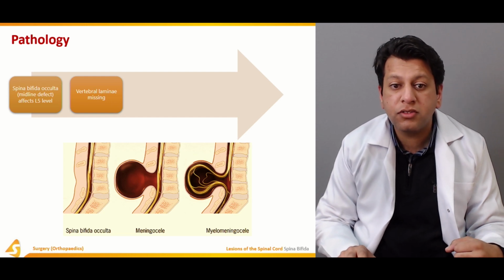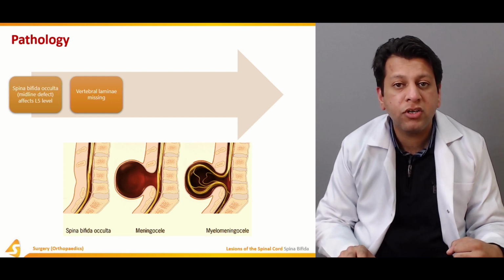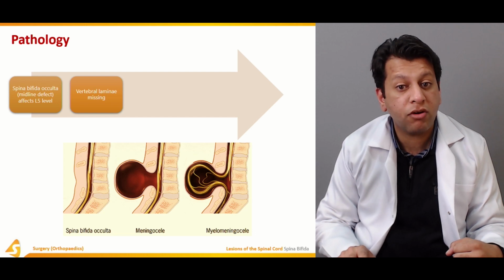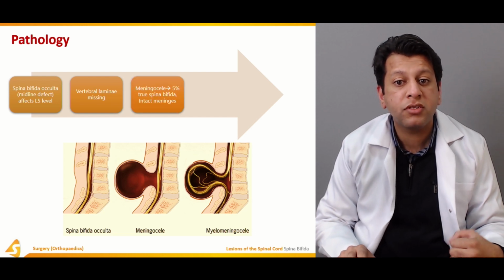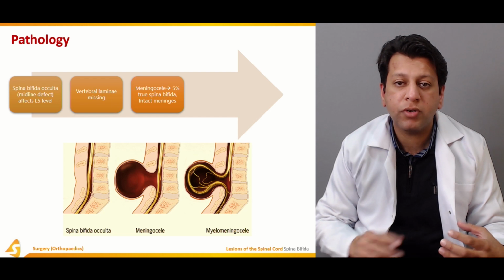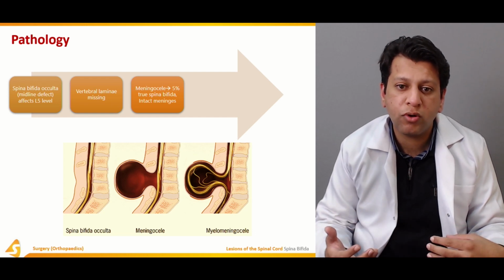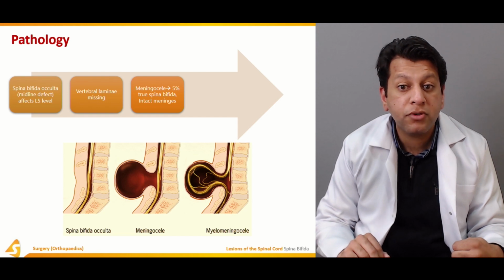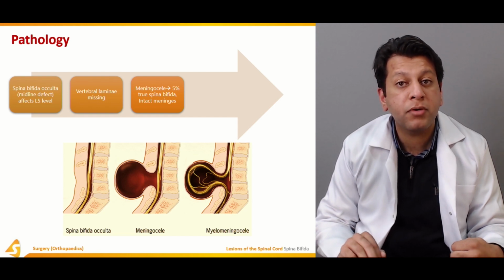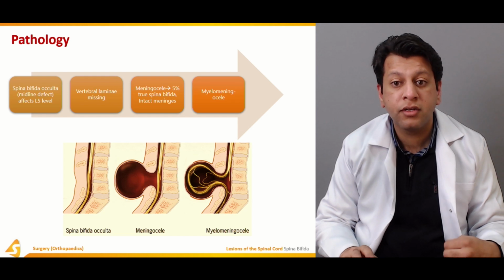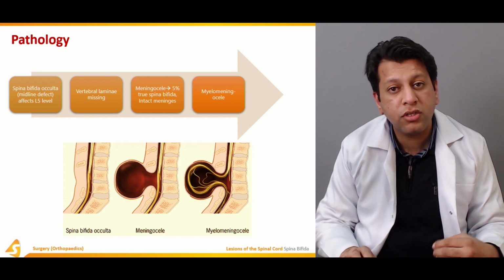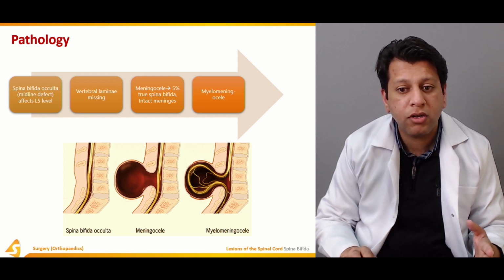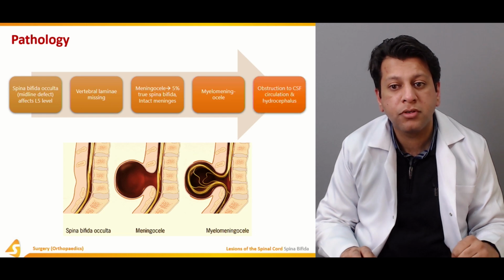Usually in spina bifida occulta, the vertebral lamina are always missing, but this is the closed form, which is called occulta. The other form is called meningocele, seen in 5% of true spina bifida, where the meninges are protruding. In myelomeningocele, it's not only the meninges but also the spinal cord that is protruding out.